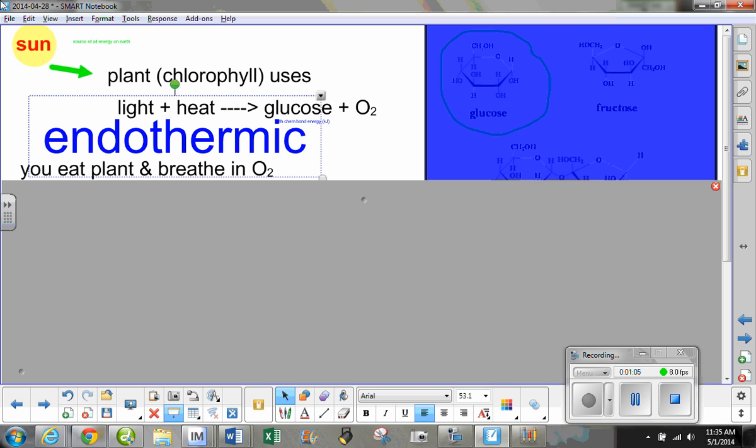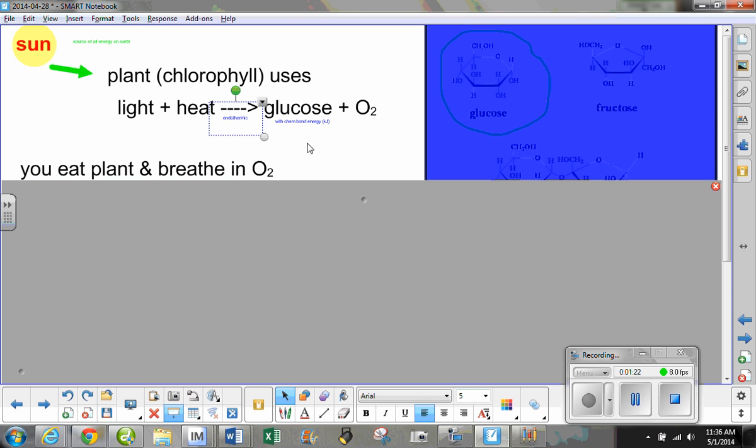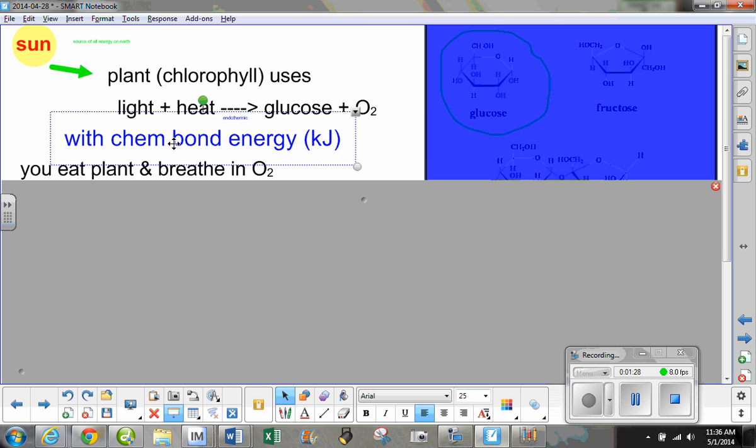Endothermic, I'm sorry. Endothermic. Endo meaning that it's taking the energy, the light energy and the heat energy from the sun, and it's putting it into chemical bond energy, which we refer to as kilojoules. That kind of energy. Okay? So kilojoules energy is the kind that we have in the glucose.